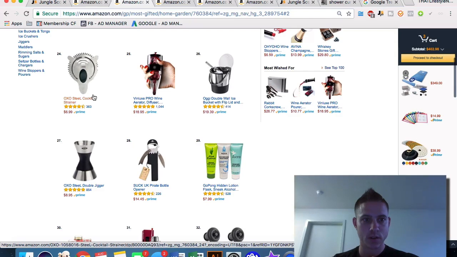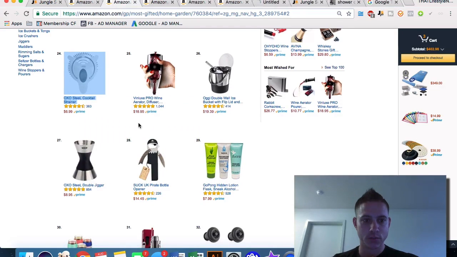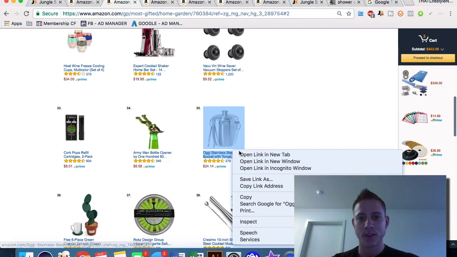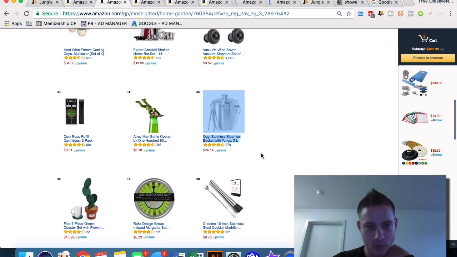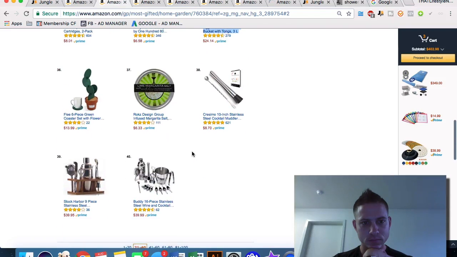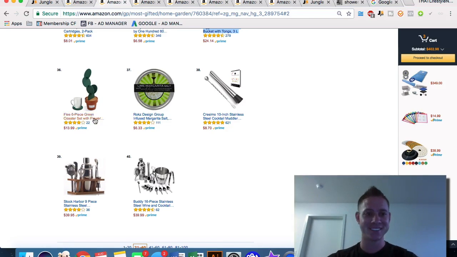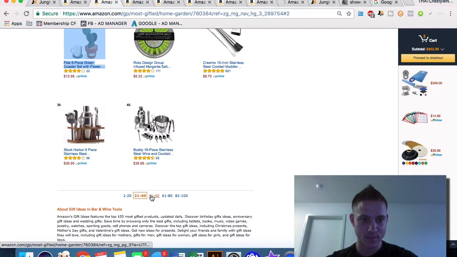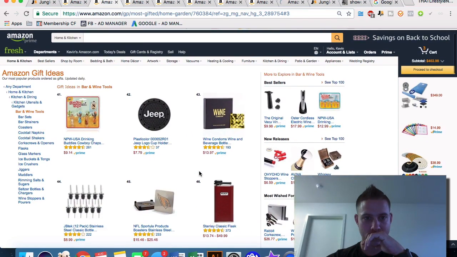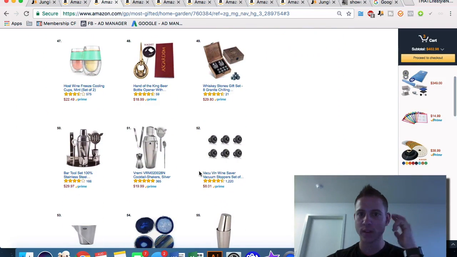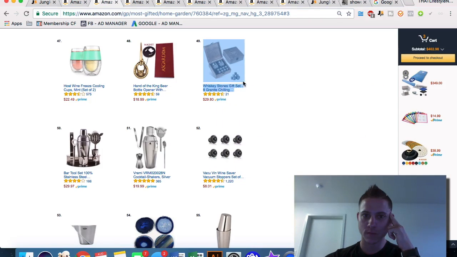Steel cocktail strainer. It's an interesting one. Ice bucket. Very random. Army man bottle opener. 6-piece coaster set in the form of a cactus. Wow, some of the stuff people sell on Amazon is just crazy. More Hand of the King. This is a pretty cool one.